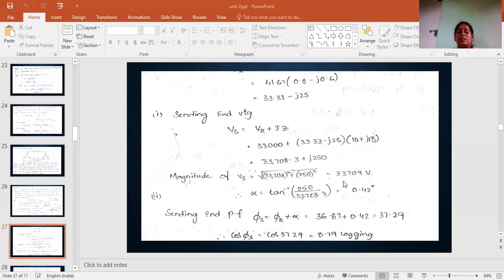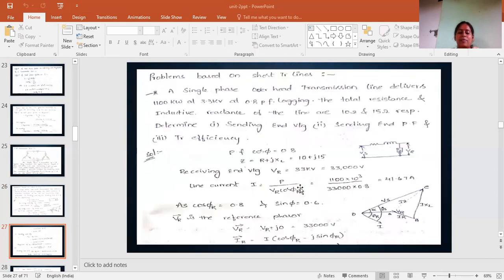Then we can get the value of Vs, which is 33,709 volts. This is the value of Vs. And we can find the angle alpha, that is the tan inverse of the imaginary term by the real term. So the value of alpha is nothing but 0.42. Here, for the sending end power factor, phi s is the total angle between Vs and I. Phi s equals phi r plus alpha.